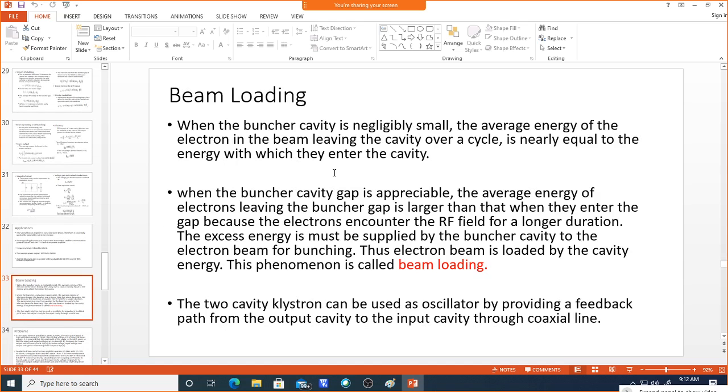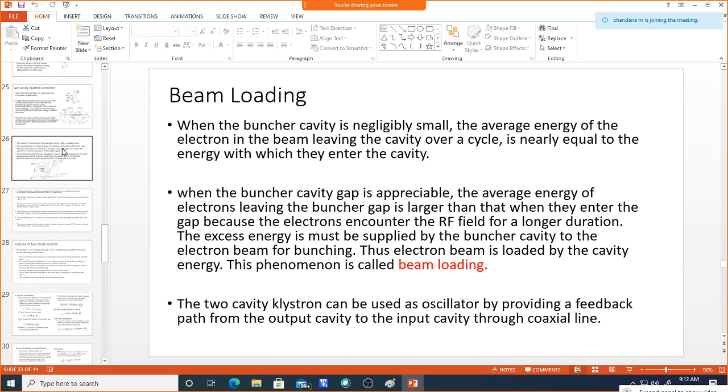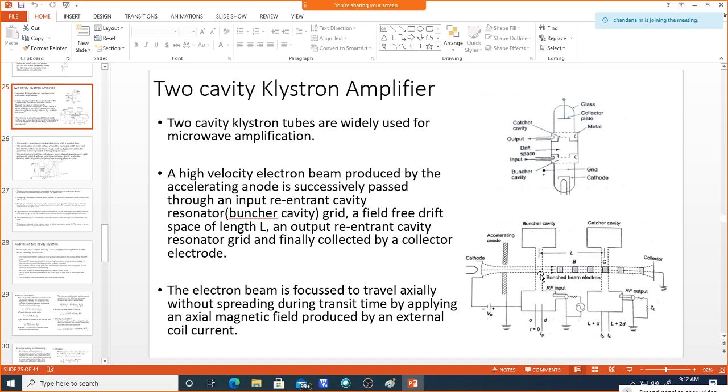Now one of the parameters is called beam loading. In the two cavity klystron, what is beam loading actually? If you see the structure, if the drift space is very small, then the energy of the electron beam entering the cavity is the same as the energy leaving the cavity.